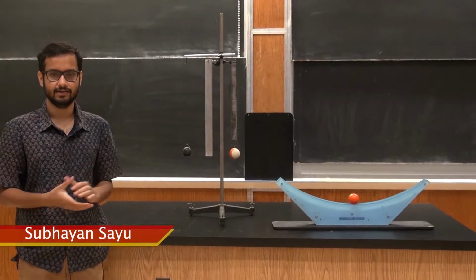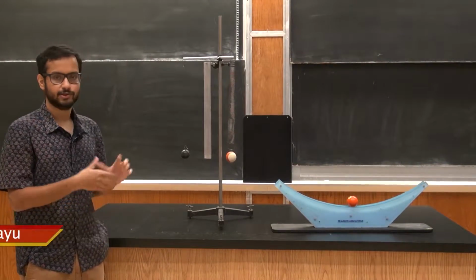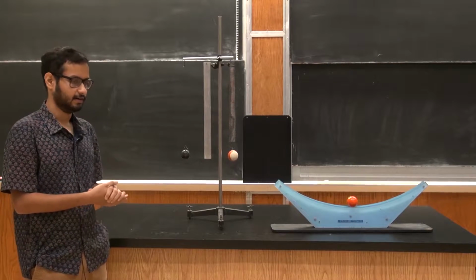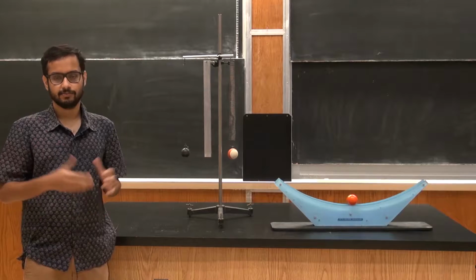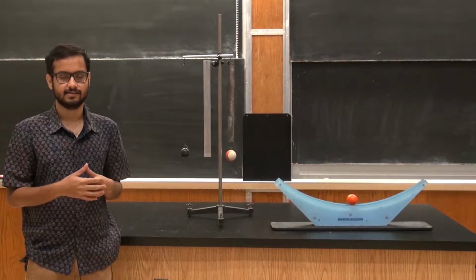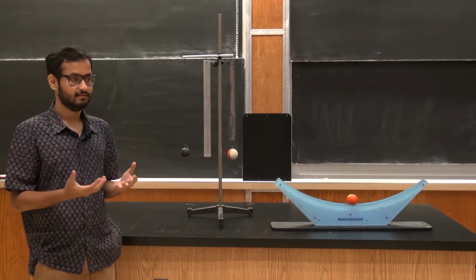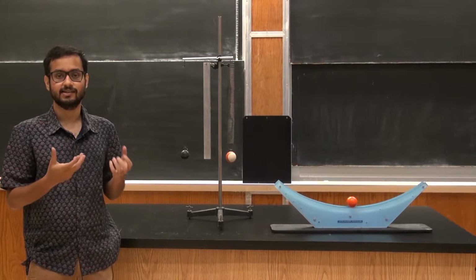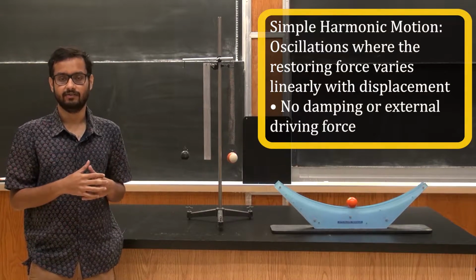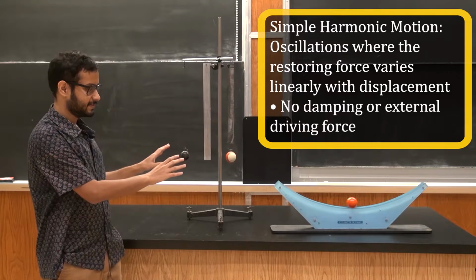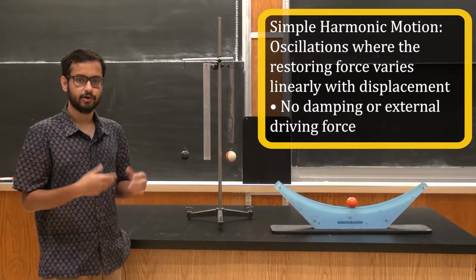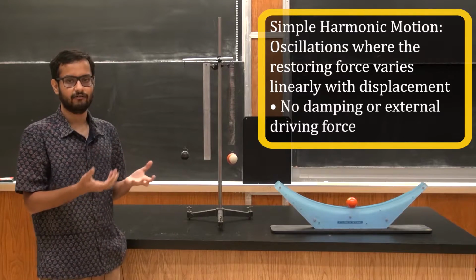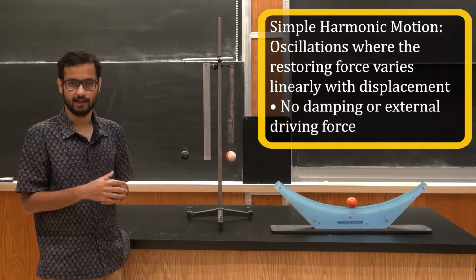I'm a PhD student at the University of Maryland, and I'm going to be showing you a few experiments today that demonstrate the concept of simple harmonic motion. So simple harmonic motion is all around us. It's a description of anything and everything that you see around us which is oscillating without much damping or driving force. So in these four experiments, or four apparatus that we have on the table today, I'm going to be demonstrating that each of these follows simple harmonic motion in some way or the other.